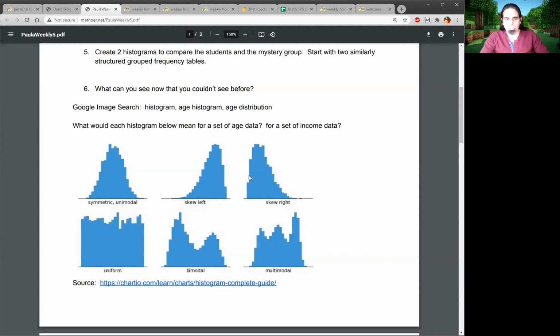If the test was too easy, almost everyone did well and it was skewed to the left. If the test was too hard, almost everyone had trouble, very few people did well, it's skewed to the right. Or you could have uniform data. There really isn't a most common. It just sort of bounces around all over the place. So we did that a little bit.